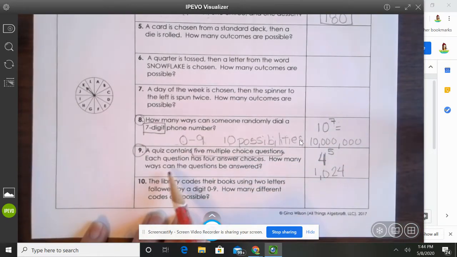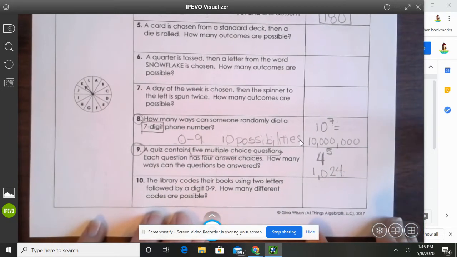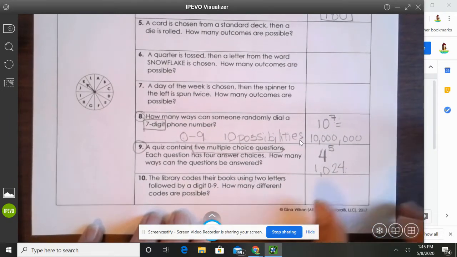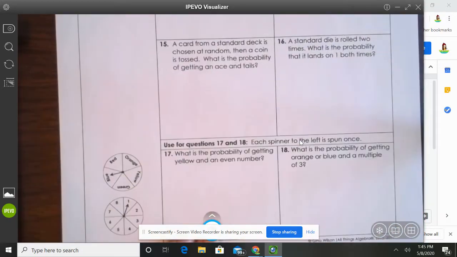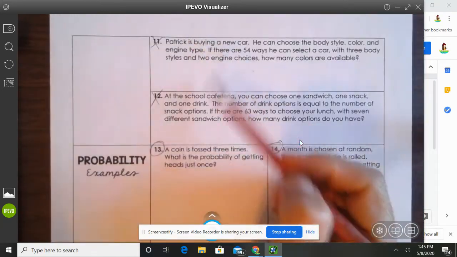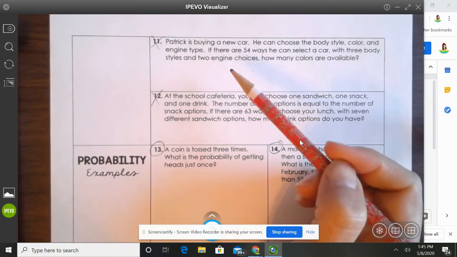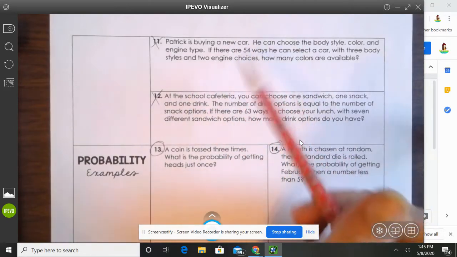And then your answer is 1024. This is the number of ways that the questions can be answered. So think about when you're doing your test. That's crazy, right? All right. So let's move to the second page over here. These two questions I'm going to skip, because there is some algebra involved in this.